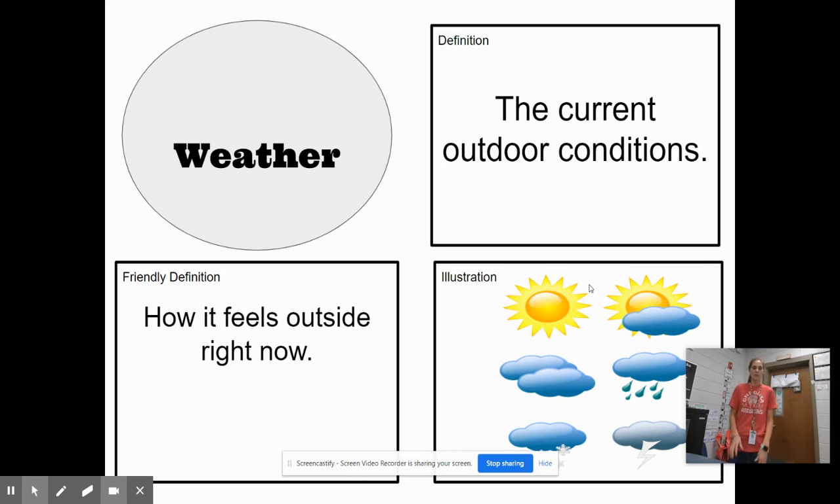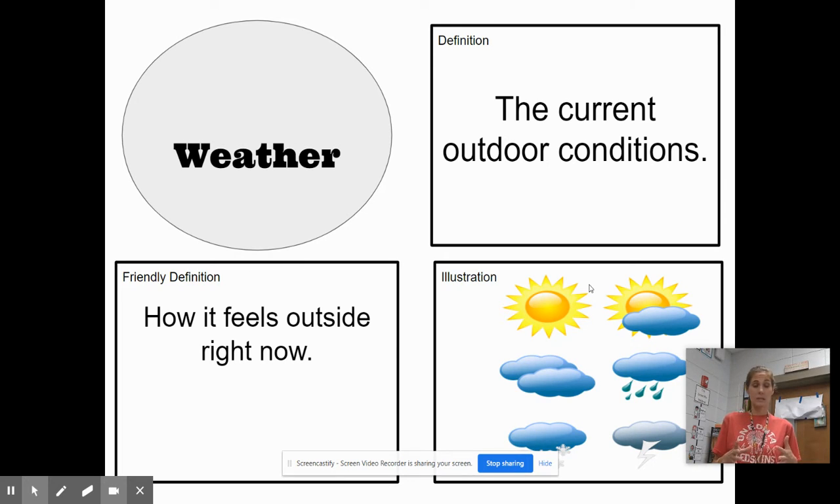So let's go through our definitions, our vocabulary words for this unit. The first word that we need to know is weather. This was actually a reading vocabulary word a couple weeks ago, so we kind of double dipped. Weather is the current outdoor conditions. It's how it feels outside right now. Like right now, I'm looking outside my windows and it's sunny. It's chilly, but it's sunny.